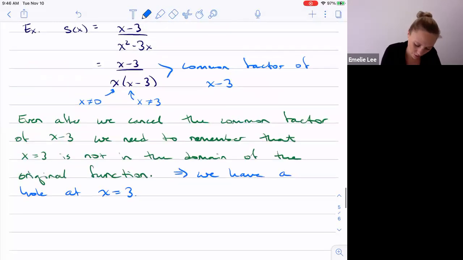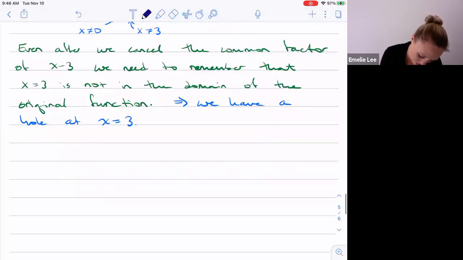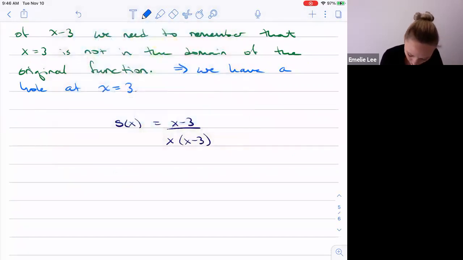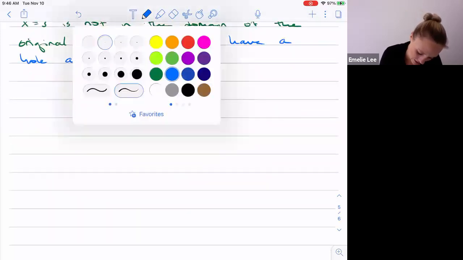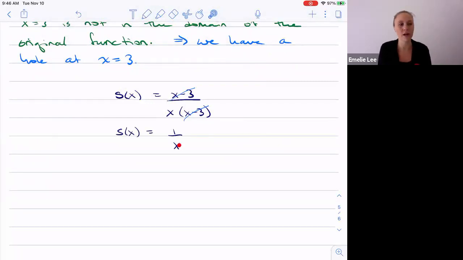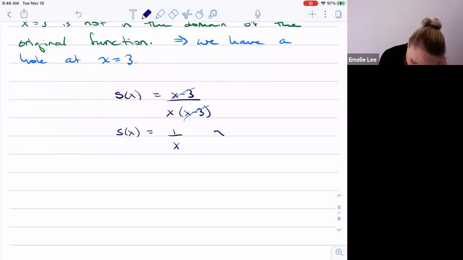Okay. So what we end up doing is we have s of x is x minus 3 over x times x minus 3. This is going to cancel, this is going to cancel. And so s of x is just going to simplify to 1 over x. Of course, with 1 over x we can see that x can't be 0, but we also need to add that x cannot be equal to 3.